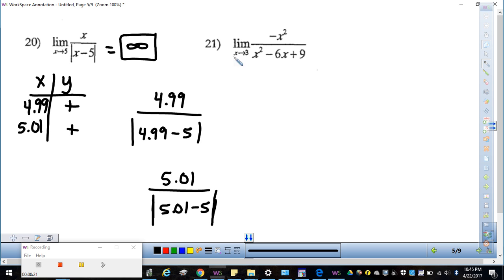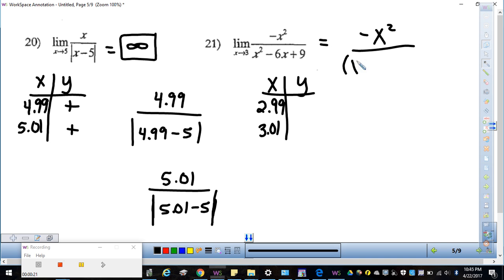All right, number 21, if we plug in 3 into our denominator, it's going to make our denominator 0. There's no way to factor or cancel, so we'll need to make a sign chart for this one as well. We could think about plugging in to the left 2.99, and to the right of 3 would be 3.01. Now when we're plugging numbers in, I think it's easier to do if it's in factored form. So I'm going to go ahead and factor that denominator.